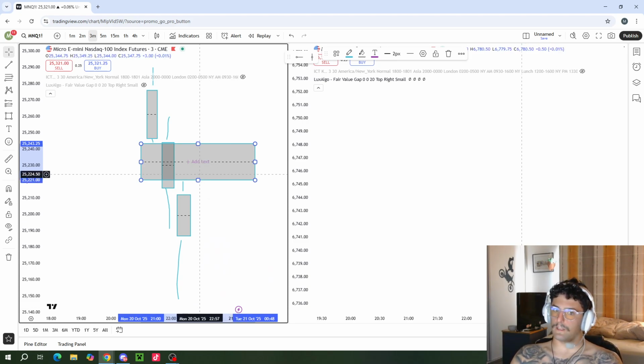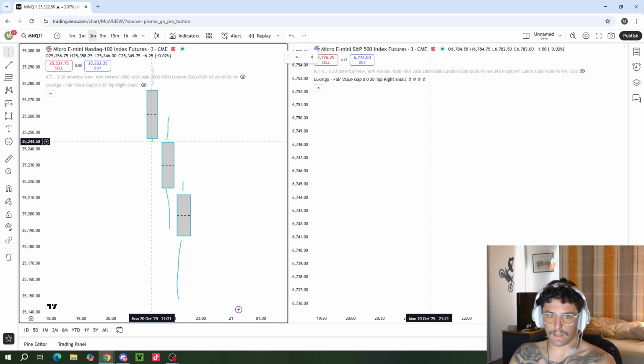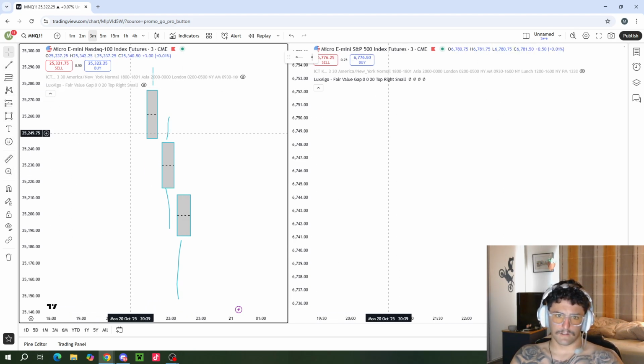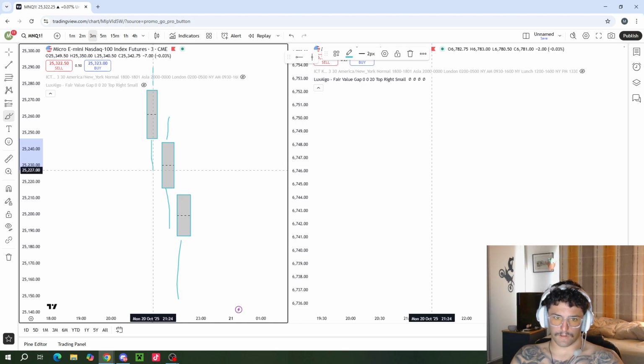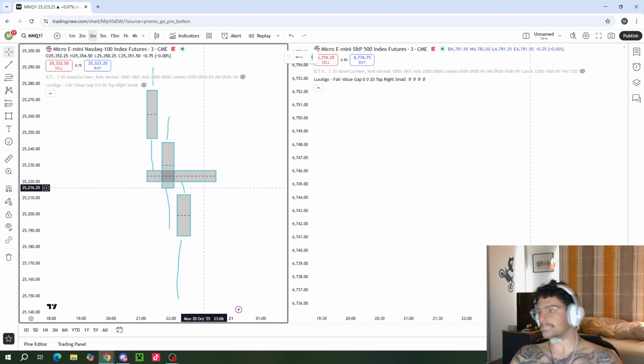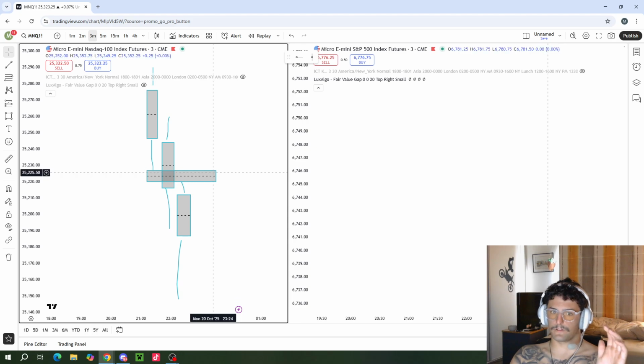Fair value gaps can be any size as well. Sometimes you can get fair value gaps that are literally this size, down to here, up to there. Fair value gaps can also be tiny, even smaller than that. Anyway, that is the bearish example.